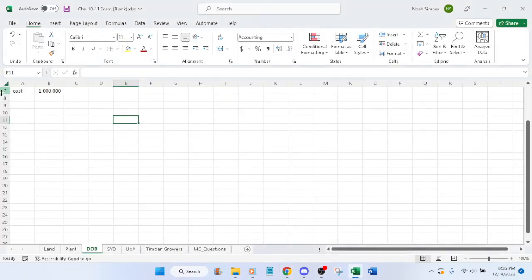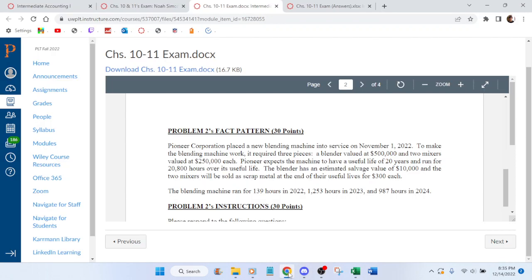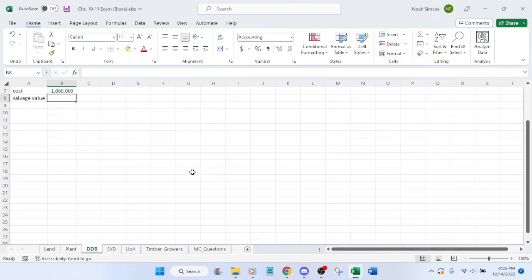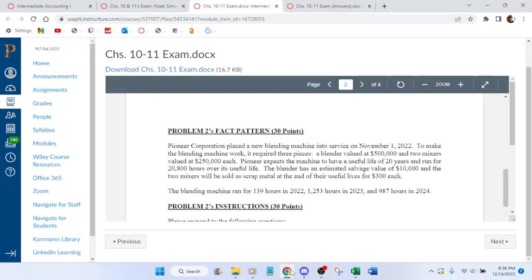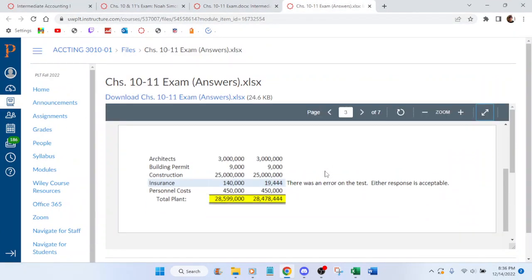Salvage value is going to be what? 10,000 plus 600 is 10,600. Okay, so the cost is $1 million. The salvage value, oh wait, yes, 10,600. So I need to see if that's correct.